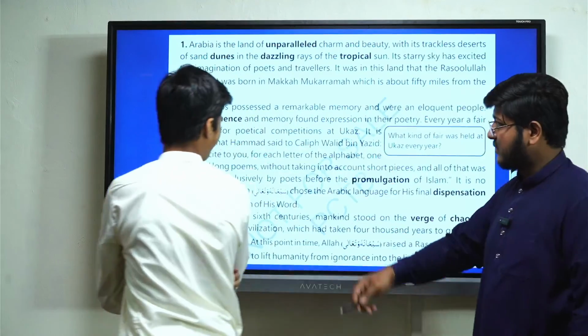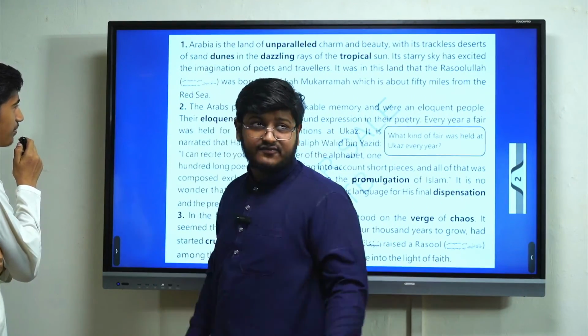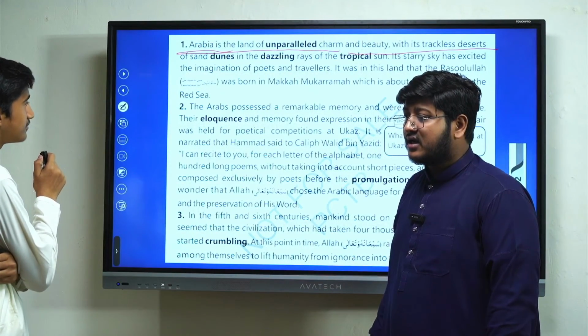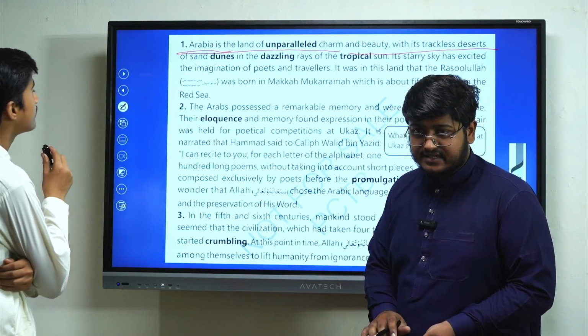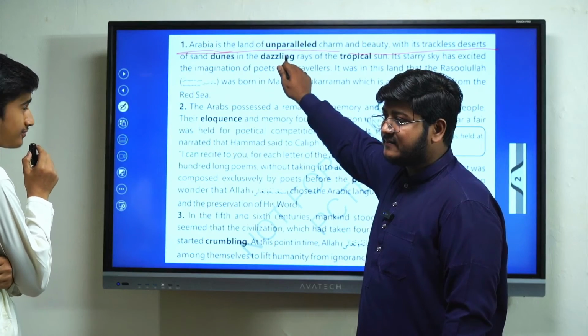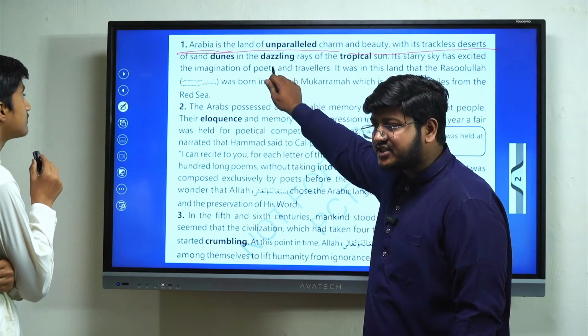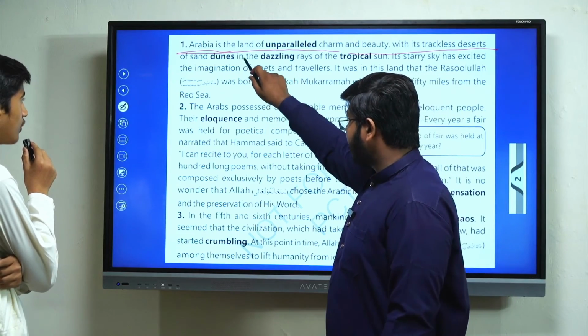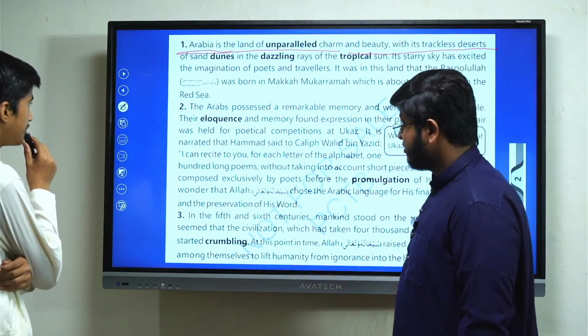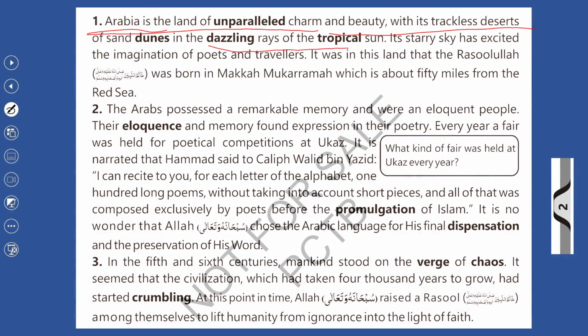Arabia is the land of unparalleled charm and beauty, with its trackless deserts. Trackless. What is meant by trackless? Trackless means that it couldn't be tracked. Mysterious. Is that clear? So what is meant by unparalleled? Matchless. Is that clear? So Arabia is the land of unparalleled charm and beauty, with its trackless deserts, sand dunes, in the dazzling grace of the tropical sun.